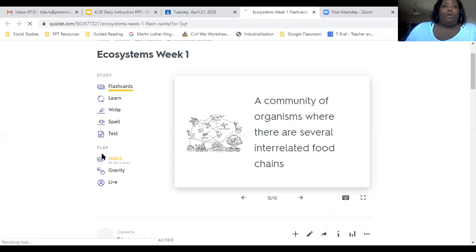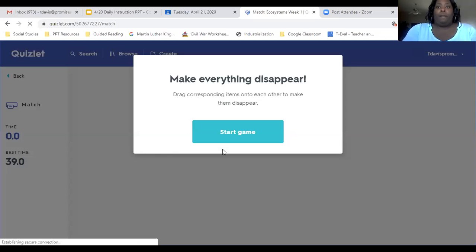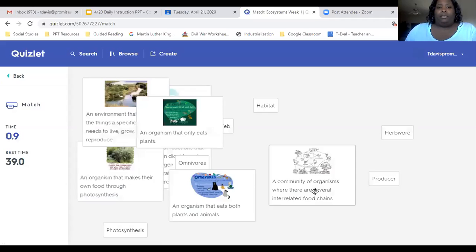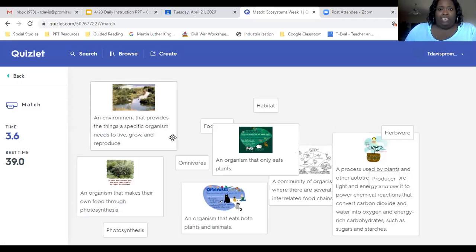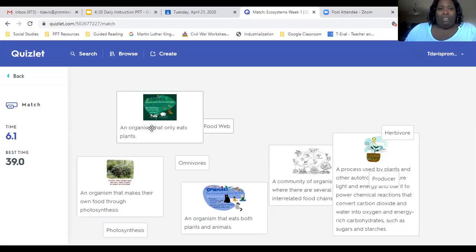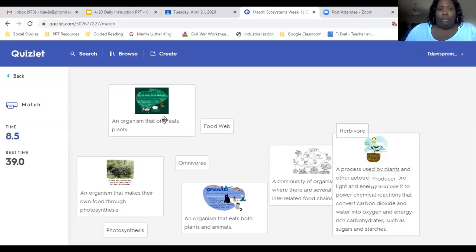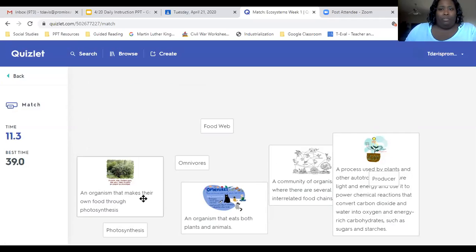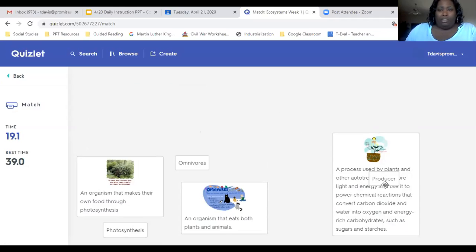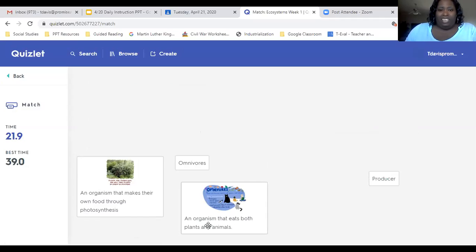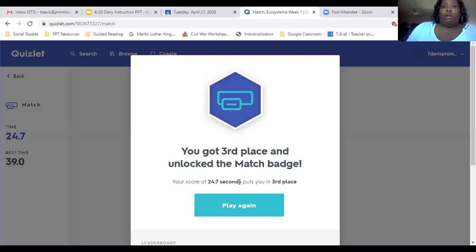All right, so after you go over your fab vocab at least 2 times, then Ms. Davis wants you to play the match game. So remember, we just want to make all of our terms match up with the definition. Oh, that's a habitat. An organism that eats only plants, that's an herbivore. An organism that makes their own food, that's a producer. A community of organisms where there's, oh, that's food web. A process, that's photosynthesis. An organism, oh, there's producer and omnivores. All right, so 24 points.